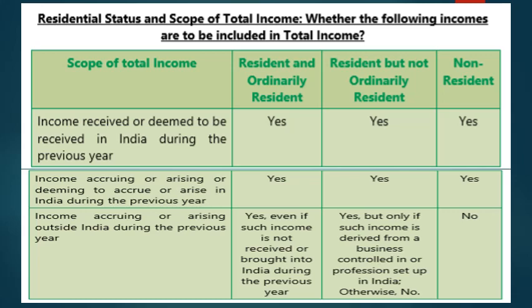Now, residential status and scope of total income: whether the following incomes are to be included in total income. First, income received or deemed to be received in India during the previous year. It is taxable for ordinarily resident, not ordinarily resident, and non-resident. Second, income accruing or arising or deemed to accrue or arise in India during the previous year. It is taxable for resident, ordinarily resident, not ordinarily resident, and non-resident.